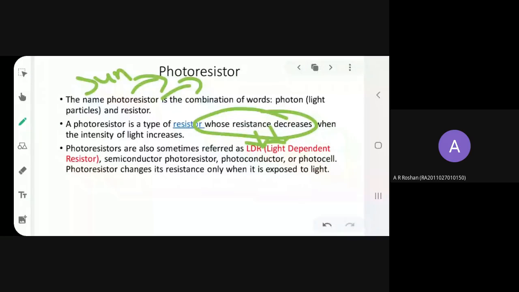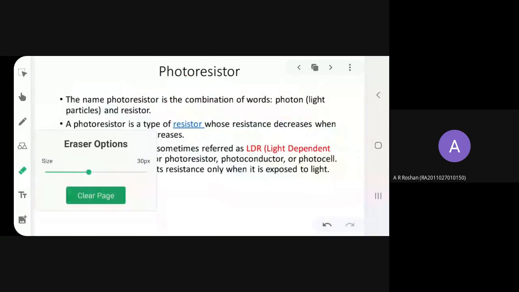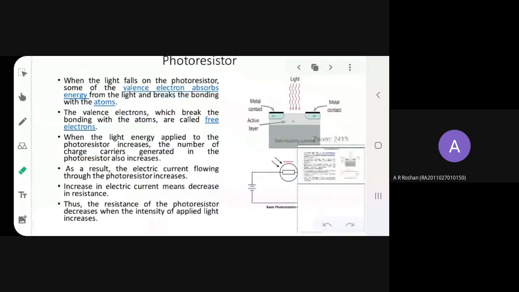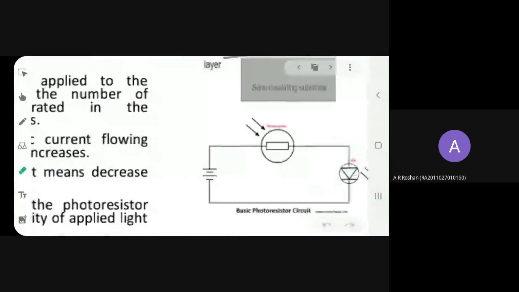Resistance will be decreasing, and on the other hand, if the intensity of light is decreasing, then the resistance will be increasing. That is how the relation between the resistance and light happens. Now how that happens we'll discuss. This is the circuit symbol of a photoresistor.